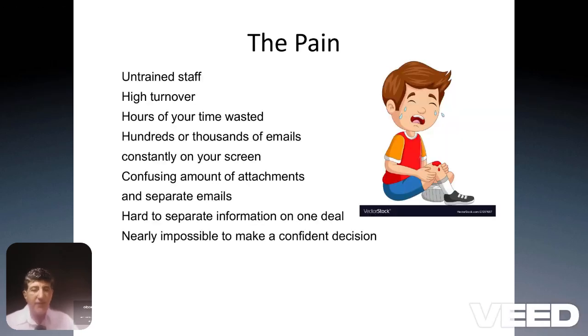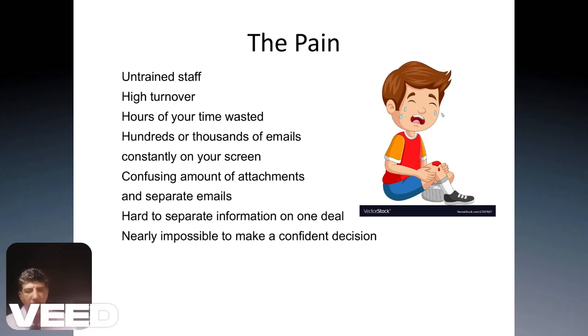Where I've identified that they have pain and problems is they're using internships or they're spending their time away from some of their acquisition services. So you've either got untrained staff, you've got high turnover in part-time positions. They've got hours of wasted time that they're spending on thousands and hundreds of emails that are very confusing. There's a confusing amount of attachments. There's separate emails. It's very hard to separate information on any one deal and nearly impossible to make a confident decision.